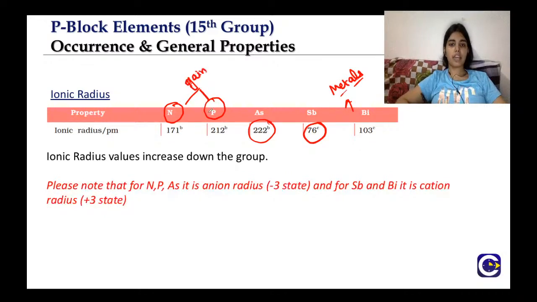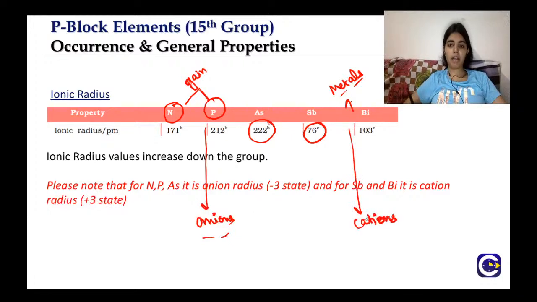If they gain electrons, they will become anions, and if they lose electrons, they will become cations. We already know that compared to the parent atom, the size of anions is greater than that of the parent atom, while the size of cations is less than that of the parent atom. Therefore, this decrease in size is noticed from arsenic to stibium or antimony.